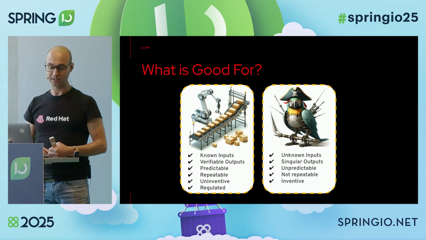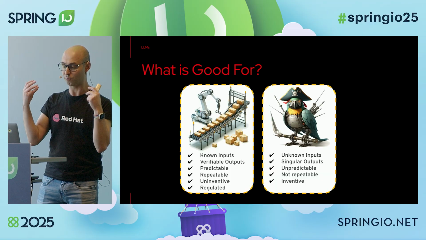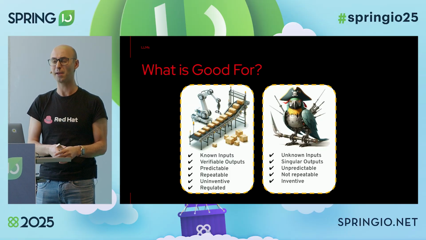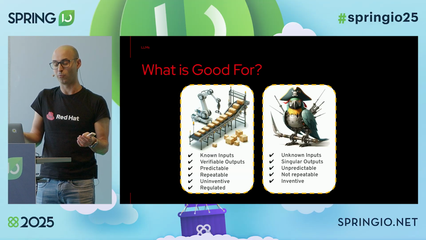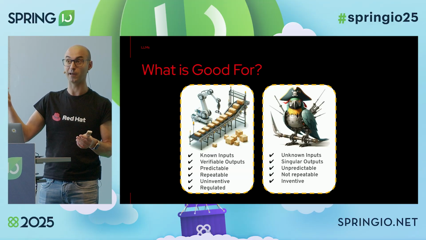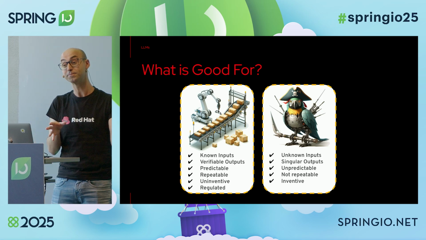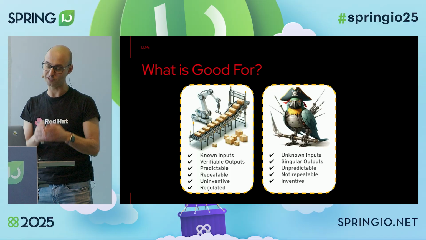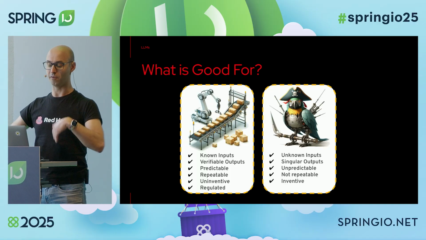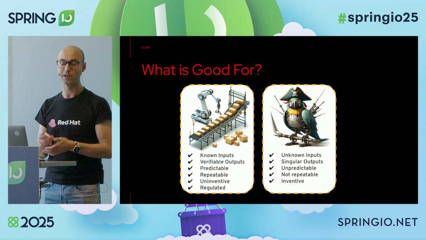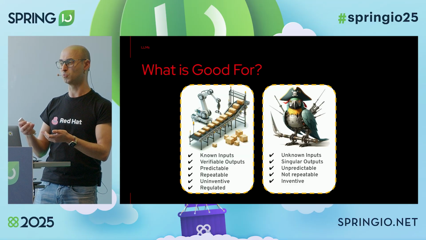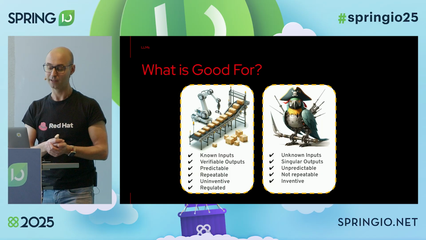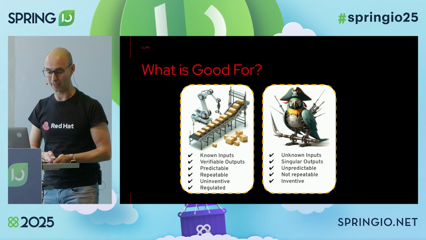Again, if you need to have a known input and verifiable output, then go with the traditional software development, right? I'm sure that no one here wants their payroll to be hallucinated, right? Because it can hallucinate for good or for bad. So stick with the traditional software development. But if you've got some kind of unknown inputs, singular outputs, things that maybe you want to provide to the user in some kind of natural language fashion in your application, then go to the LLMs, right?